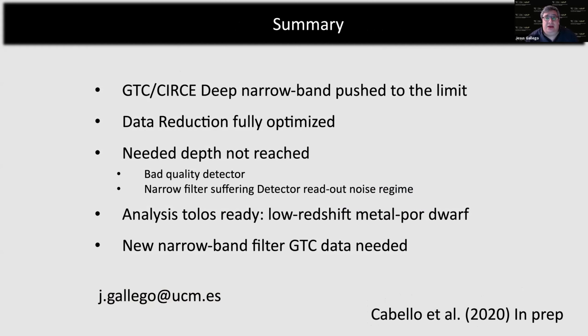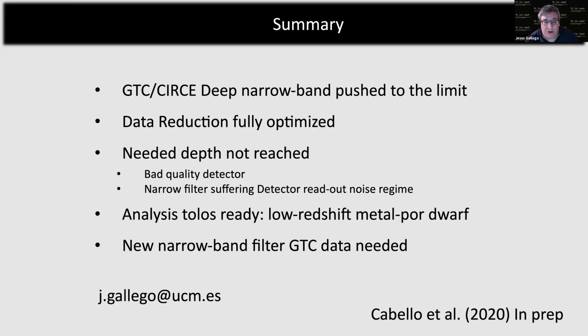So as a summary, I'm presenting here the first results of our deep narrowband observations using the SIRSE camera at the GTC telescope. We have developed a data reduction pipeline for these and similar instruments. It is very unfortunate that we didn't reach the needed depth, mainly because of the quality of the detector. The signal was so low that we were always living in the readout noise regime of the detector, because on top of that, the narrowband filter is really narrow.